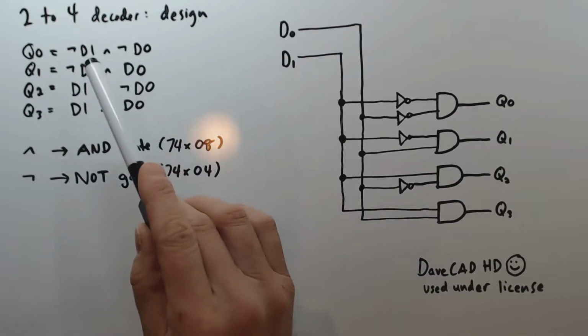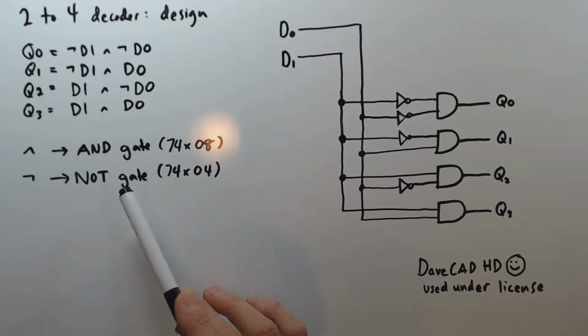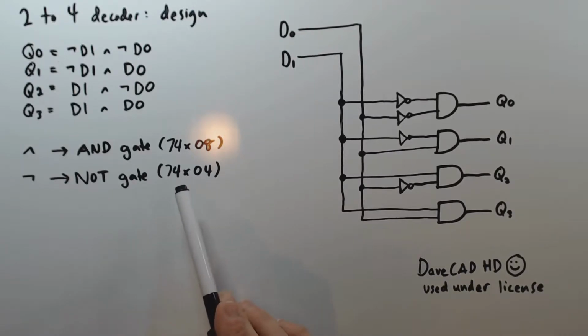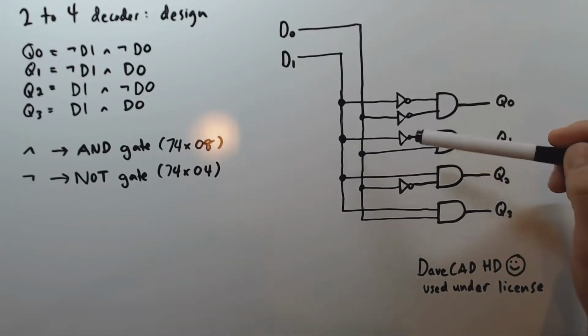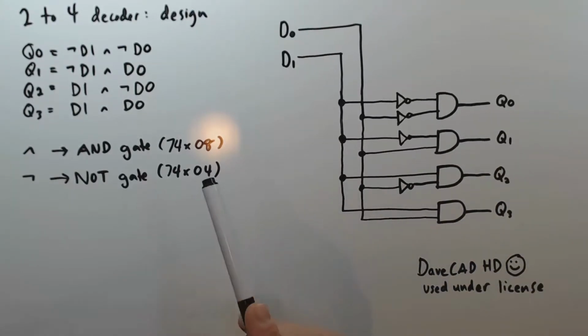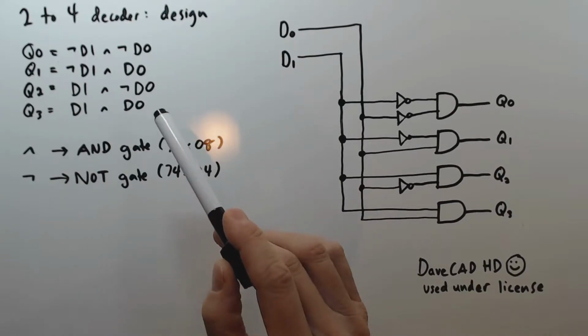And then, of course, the various NOT operators, those can become NOT gates, which we can get in a 7404 device, which will have 6 of those NOT gates. And here we actually only need 4 of them, so I guess 2 will be unused. So if you kind of look at the schematic, you should be able to convince yourself that it does, in fact, exactly implement these equations.